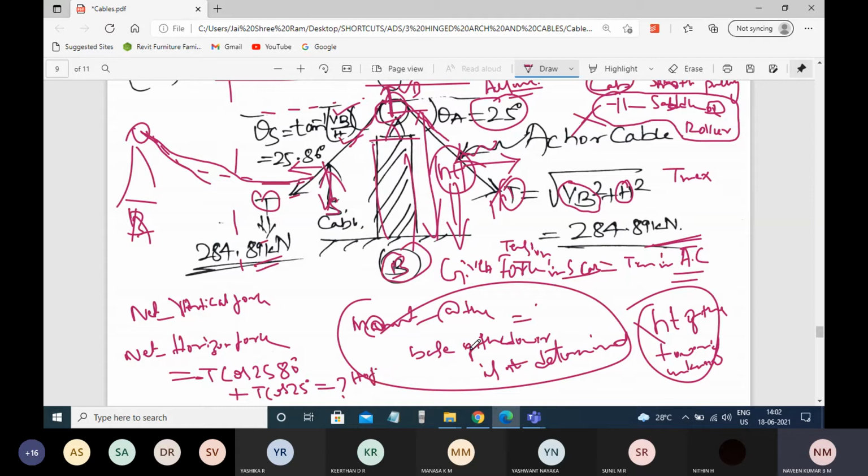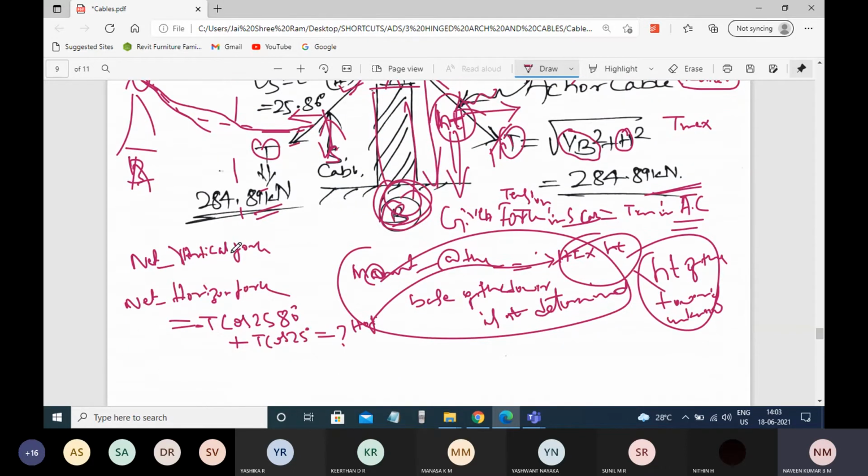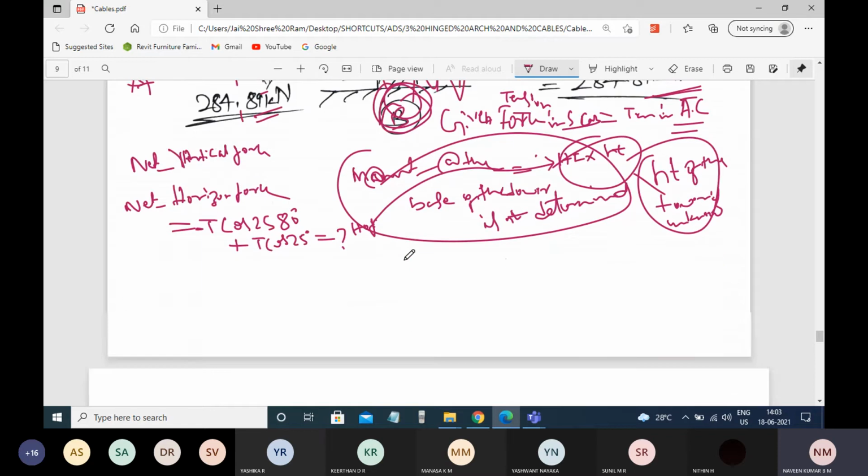So this horizontal force into the height of the tower gives the moment at the base of the tower. Moment at the base of the tower. If they have not given the height of the tower, then you are safe, you need not find the moment at the base of the tower. So that's it for this problem statement.